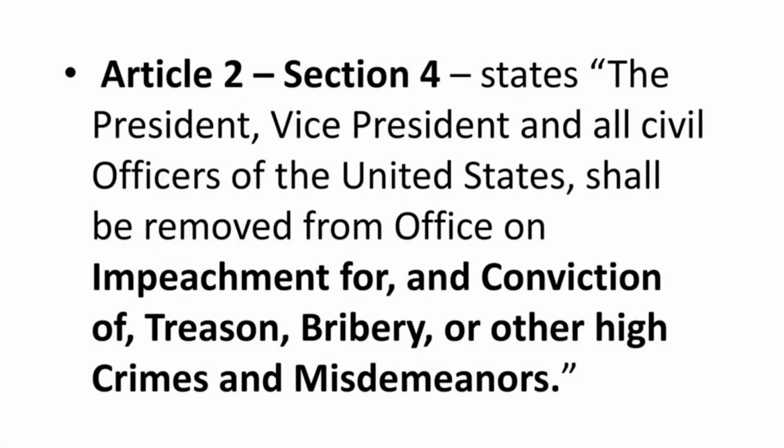One other point, Article 2, Section 4, which is dealing with the presidential powers, says, the President, the Vice President, and all civil officers of the United States shall be removed from office on impeachment for conviction of treason, bribery, or other high crimes and misdemeanors. So, the very specific language that is used both in Article 1 and Article 2, we will delve into specifically with regards to what I think is the main issue we want to discuss: can somebody who's no longer president be tried?